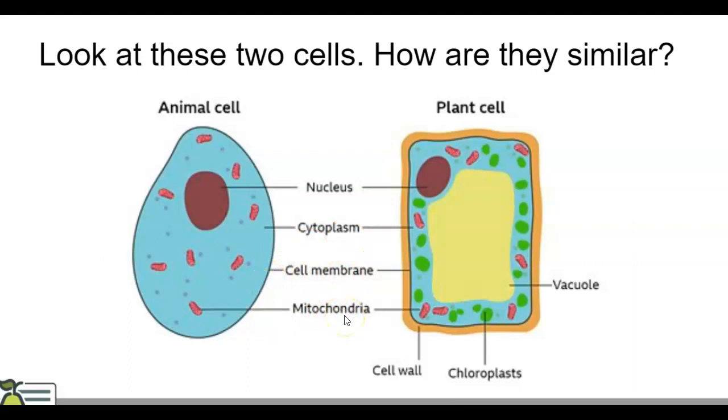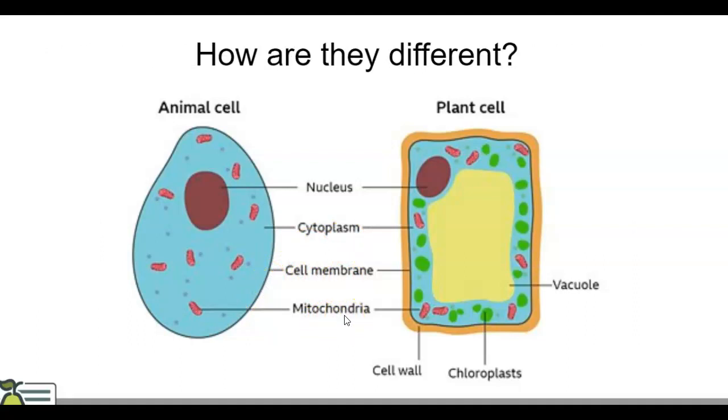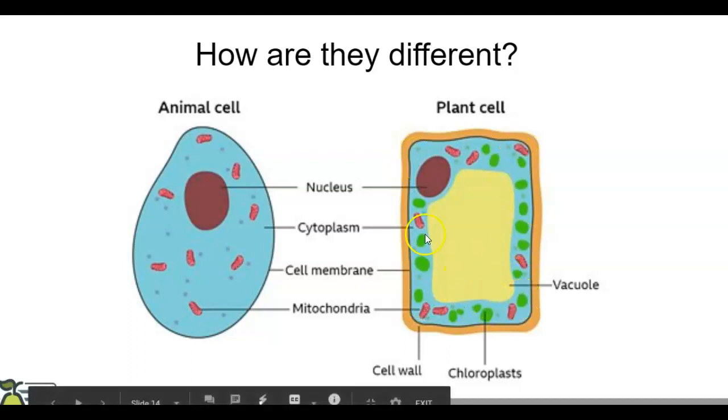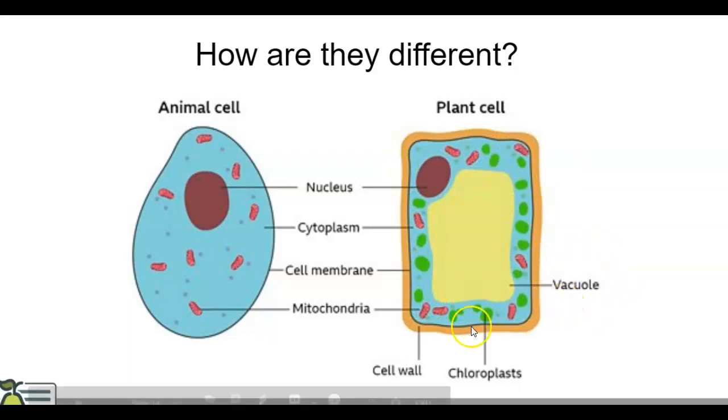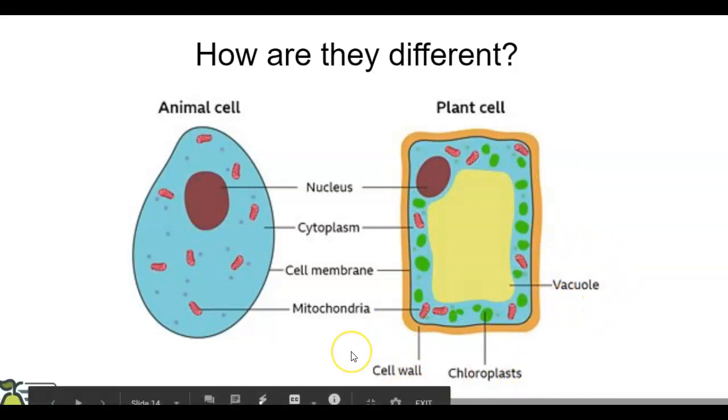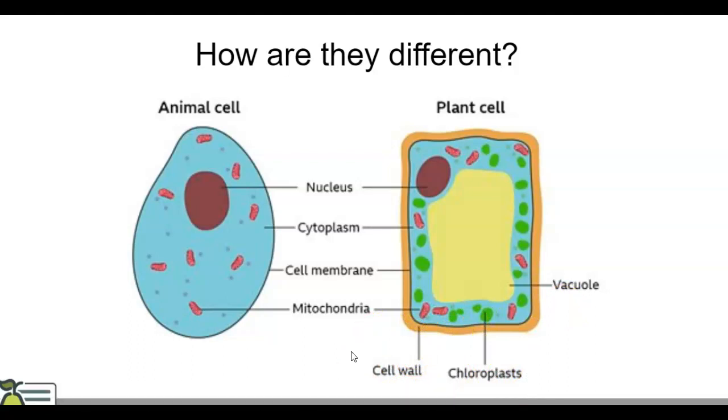That makes them similar. Now I want you to tell me in that text box, how are these cells different? And you probably told me, oh, the plant cell, it's a different shape, okay? Or the plant cell has a big vacuole, or the plant cell has chloroplasts and a cell wall. All of those make the plant cell different from the animal cell.